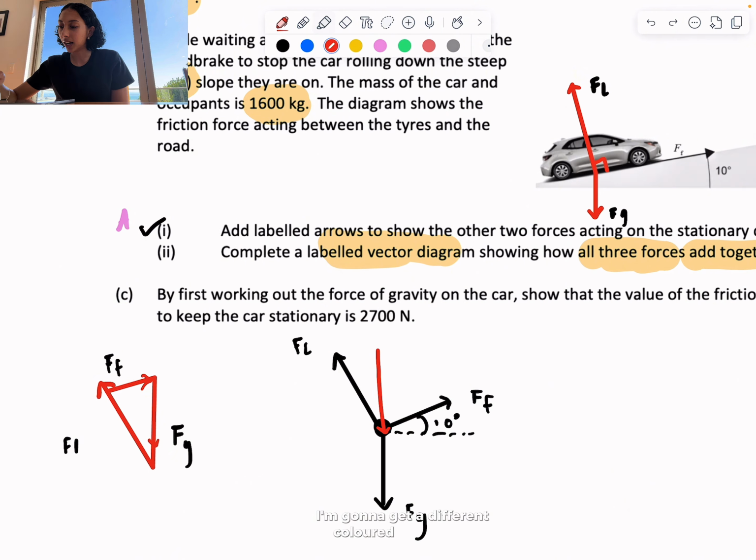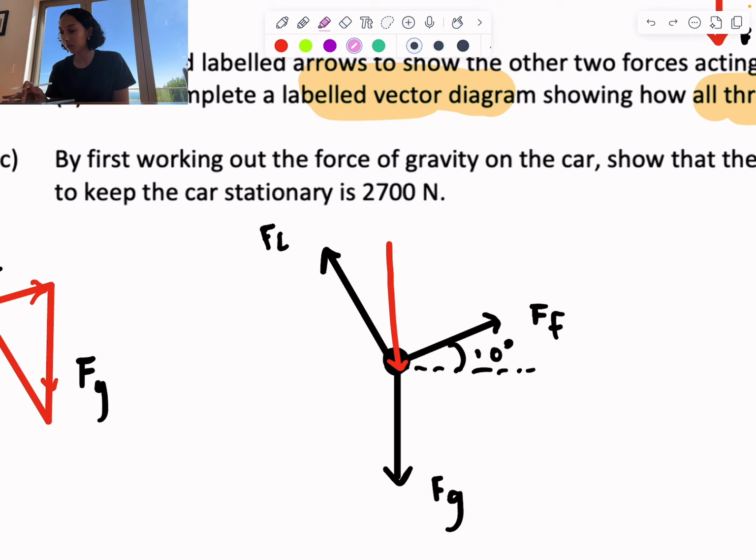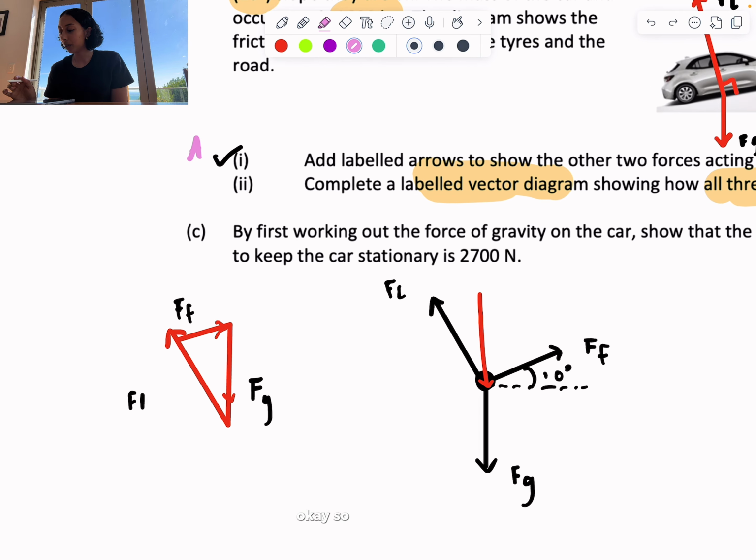I'm going to get a different colored highlighter just to make everything clear. Here's what I want to show you. Between our flat surface, that highlighter is way too thick, let me just make it slightly smaller. Okay, so between our flat surface and our displaced gravity force, can you see how that's formed a 90-degree angle? In the pink, those two lines have formed a 90-degree angle.